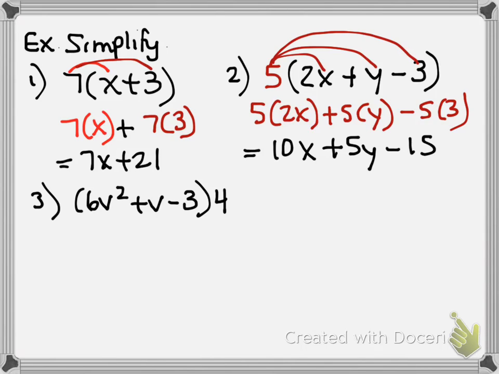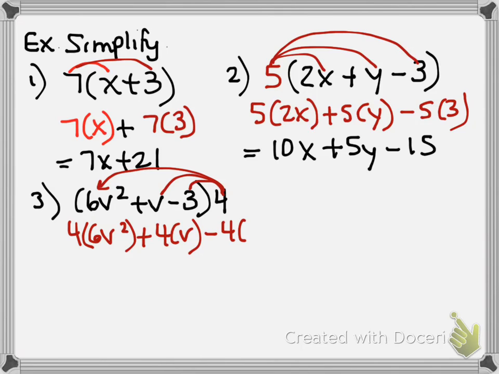It's the same thing. So here's how I do it. I just go ahead and I multiply always towards the first term inside the parentheses. So I get 4 times the 6v squared, and then it says plus, and then 4 times the v, and then it says minus, and then 4 times the 3. And the answer is 24v squared plus 4v minus 12.